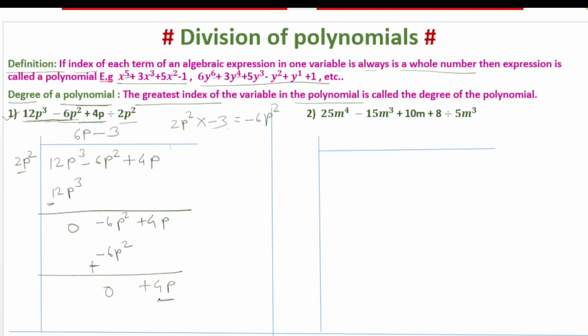The degree of 4p is 1, but the degree of the divisor 2p square is 2. So the degree of the divisor is greater than the degree of the remainder, and 4p is called the remainder. What we got is called the quotient.